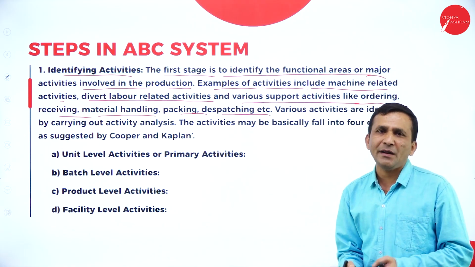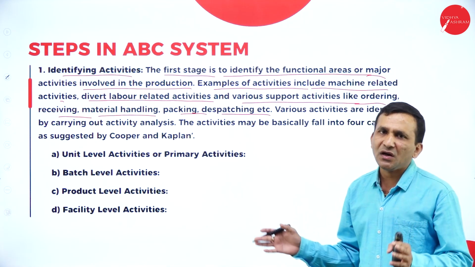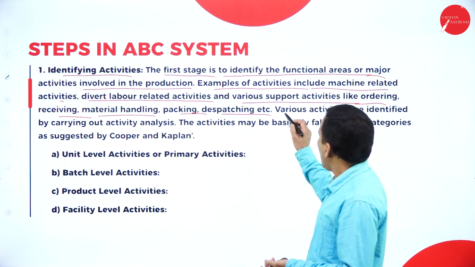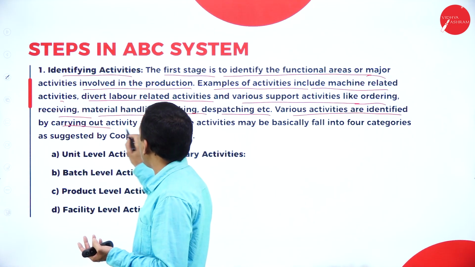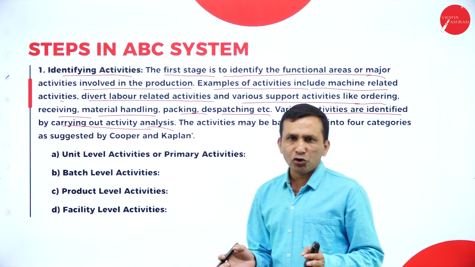Okay, there are different departments. You just recall how many departments are working in your company. You will get to know there are different activities going on. Okay, the various activities are identified. Once you identify them, by carrying out the activity analysis, we need to analyze. Okay, blindly we cannot take any decisions.